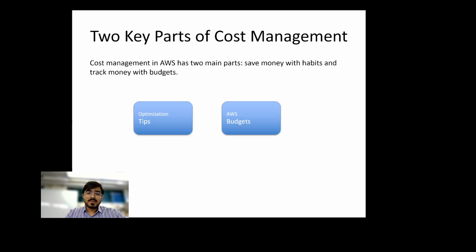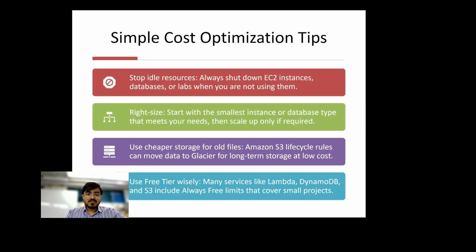Let's see the two key parts of cost management. Cost management in AWS has two key parts. First one, optimization tips. These are simple habits to save money, like turning off unused resources. Second, AWS Budgets. This is a safety net that tracks your spending and warns you before it goes too high. Together, they keep you in control. So let's see the simple cost optimization tips.